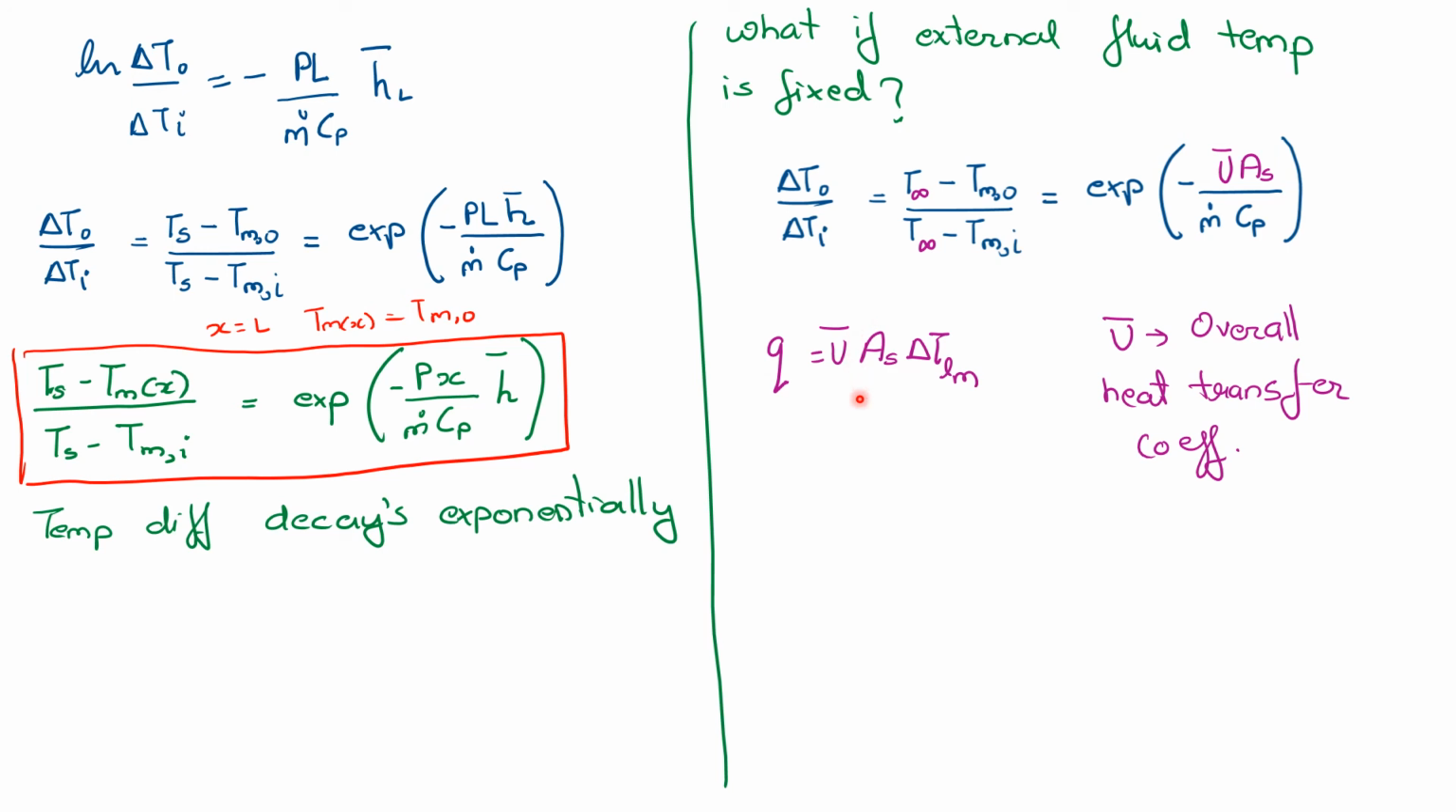You will know how to calculate the surface area, and we just found out how to find the logarithmic mean temperature. So again, U here is the overall heat transfer coefficient. This is a way of finding the heat transfer rate between an external fluid and the fluid that is flowing inside a pipe.